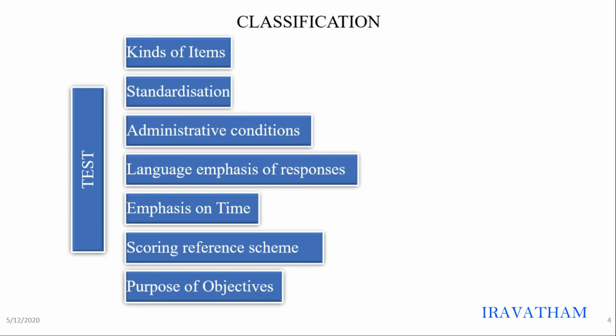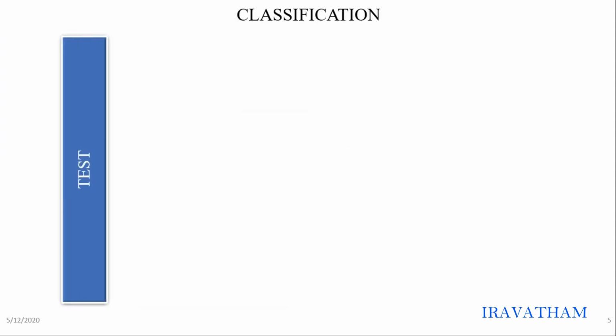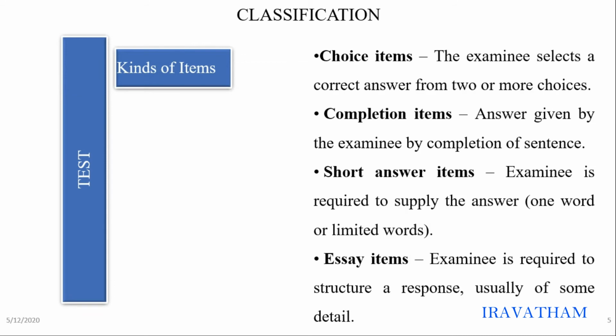The test is classified based on various elements like kinds of items, standardization, administrative conditions, language emphasis of responses, emphasis on time, scoring reference scheme, and purpose of objectives. We will see each one in detail. The first classification based on kinds of items. So the test based on kinds of item, we have the following list.